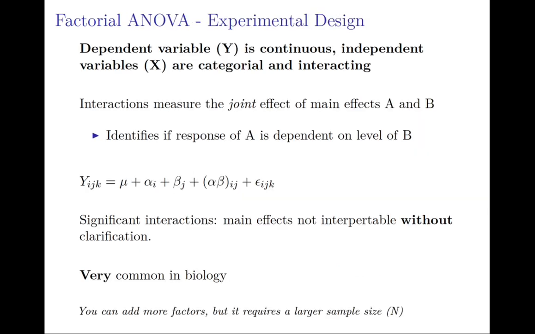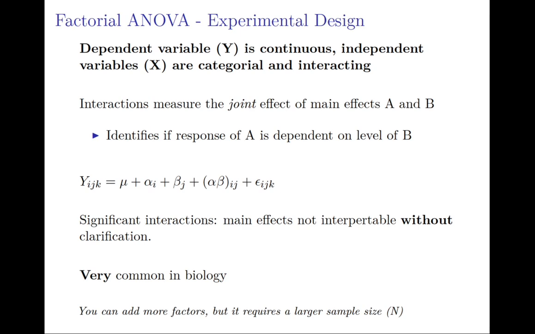And so we're going to talk about factorial ANOVAs. These are the simplest form of all of these interactions, but they can get much more complicated, of course. But we're going to just start here. Factorial ANOVAs have one dependent variable y that's continuous, and independent variables x that are categorical and interacting. The interactions here measure the joint effect of the main effects of A and B. In the previous case, that would be treatment one and treatment two. It identifies if the response to A is dependent on your level of B.